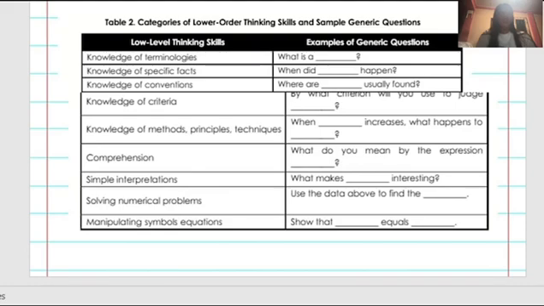So for comprehension, what do you mean by the expression? Do you need to comprehend, or why, what do you mean by the expression? So simple interpretation, what makes blank interesting? So there we interpret. So for solving numerical problems, use data above to find the blank. So manipulating symbols and equations shows that blank equals blank.